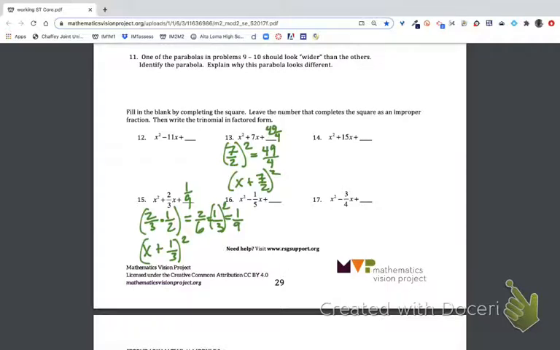Reason for this is we're taking half of our b term and dropping it right into here. Number 17, same process. Half of negative 3/4 would be negative 3/8. Square that, and you get 9 over 64. Let me write that a little bit better. 9 over 64, and x minus 3/8 squared would be your factored form.